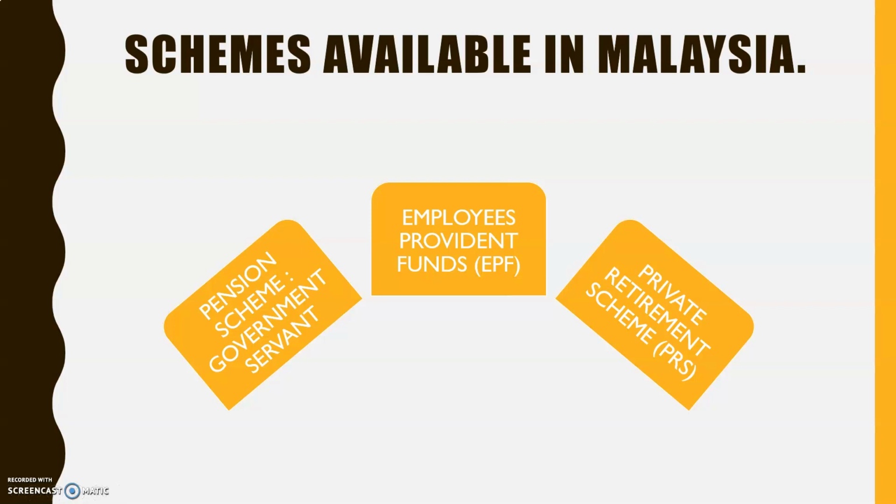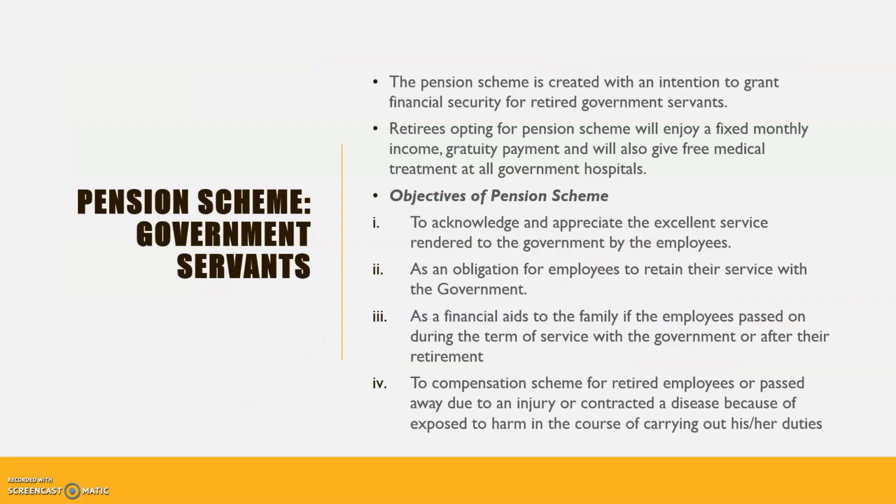So the schemes available in Malaysia: we have three prominent schemes. We have the pension scheme, which is for government servants. We also have the Employees Provident Fund, which actually caters for private firm employees. And we also have the private retirement scheme, which is another private fund for pensions, for whoever wants to subscribe to it. So let's take a look at the pension scheme by the government for government servants.